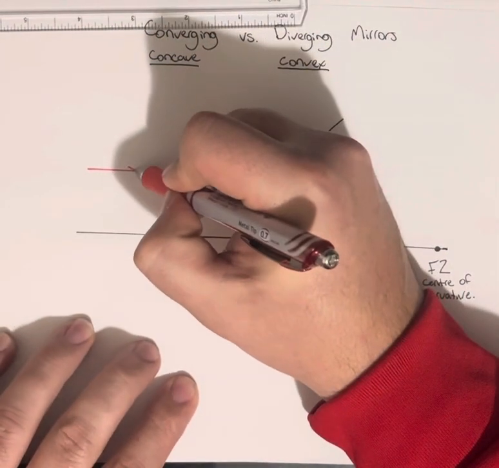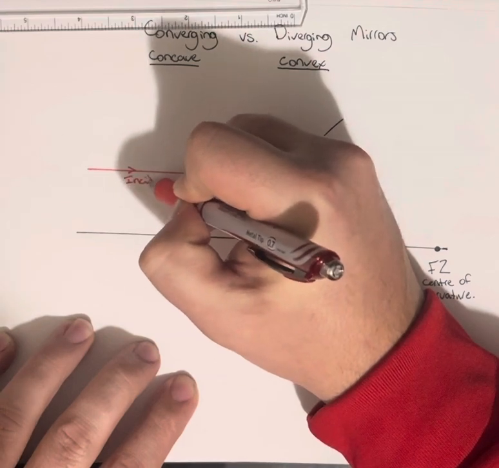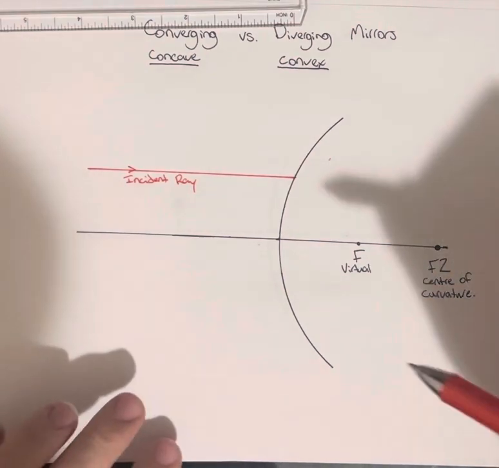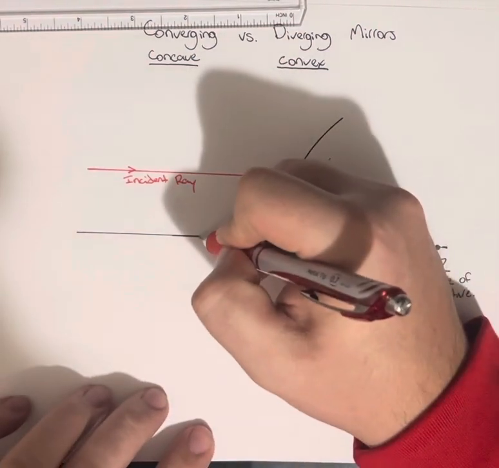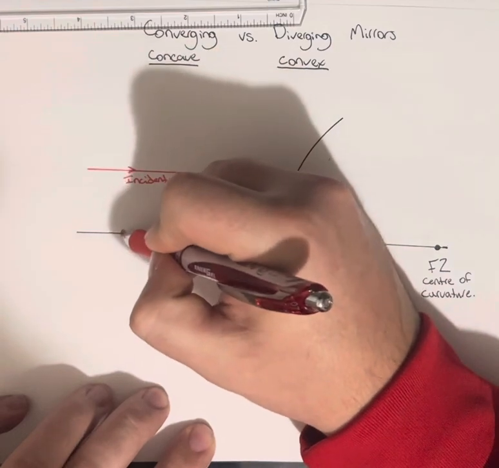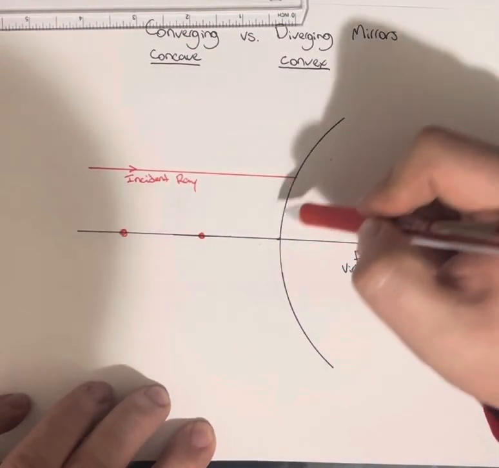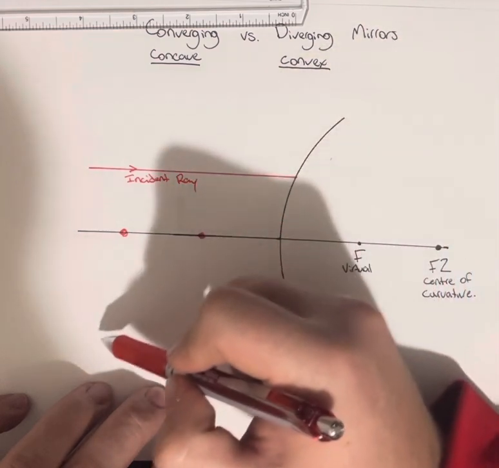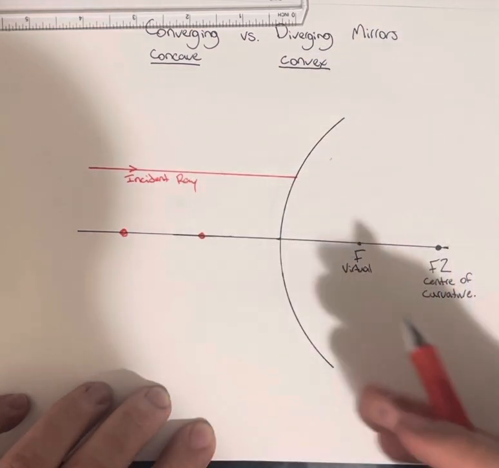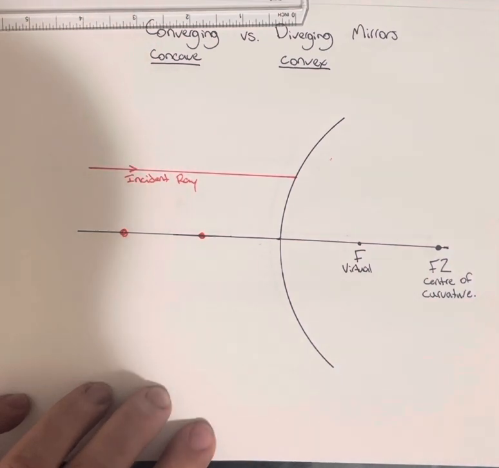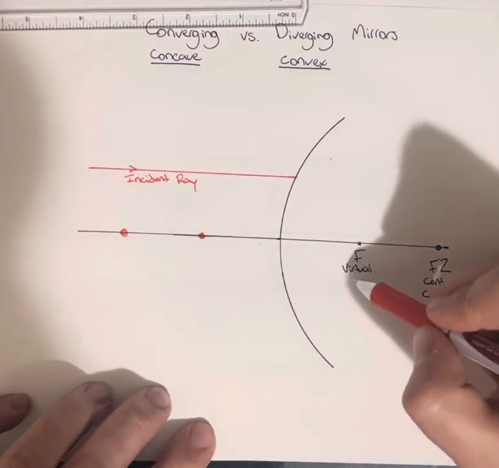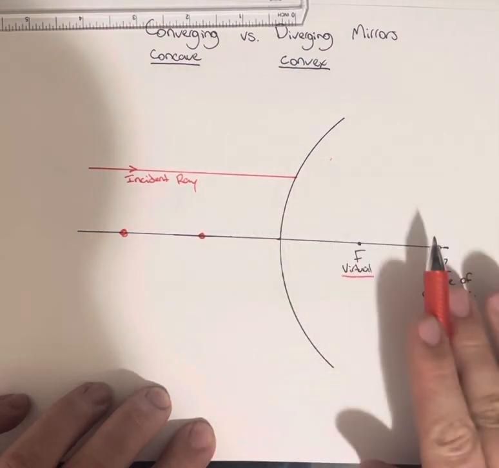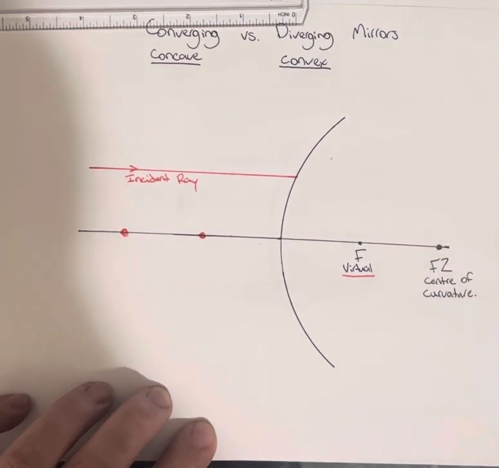So this is my incident ray. We know that at this point, if I were to have my focal point here and my center of curvature here, given the angle that this mirror is on, there is no possible way that that ray is going to reflect down through that focal point. It's just not possible. So instead, we're going to have to use what we call a virtual focal point. And that virtual focal point is going to be beyond the mirror itself, or it might appear to be inside of that mirror.